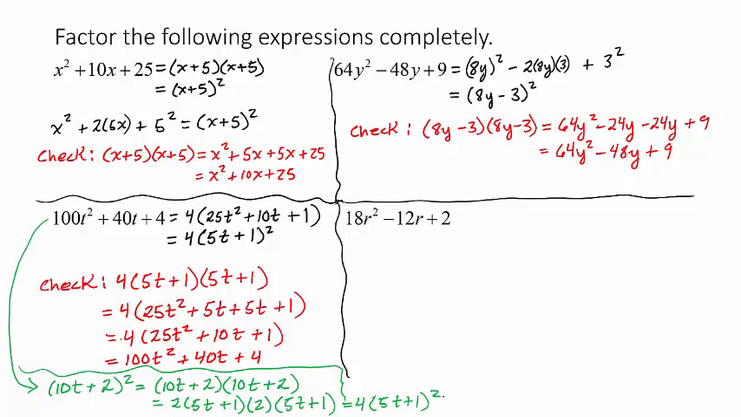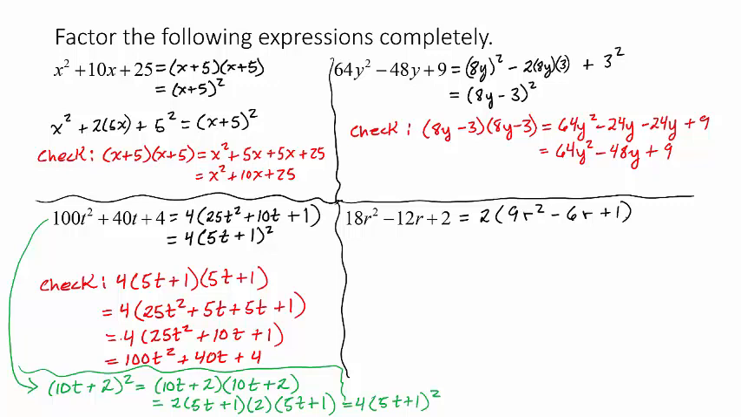I don't notice any perfect squares right off the bat. I've got 18r squared minus 12r plus 2. But I do notice 18, 12, and 2 are all even, right? One of them being 2, so we can pull a 2 out. So let's do that. So if I've got 2 times the quantity 9r squared minus 6r plus 1. Aha! Okay, so 9r squared minus 6r plus 1, is that a perfect square trinomial? I think it is, right?